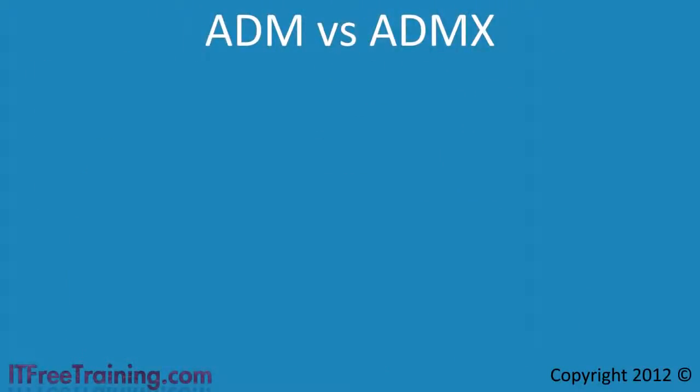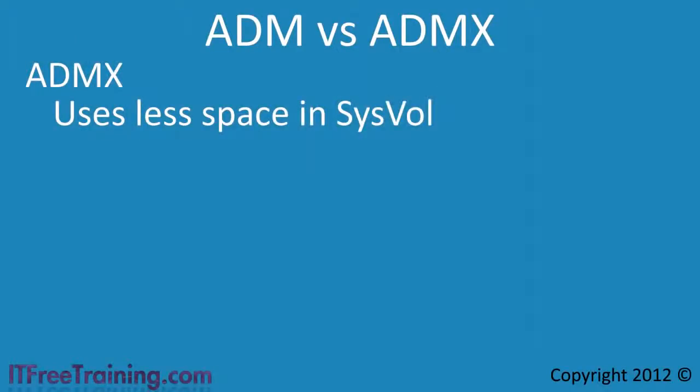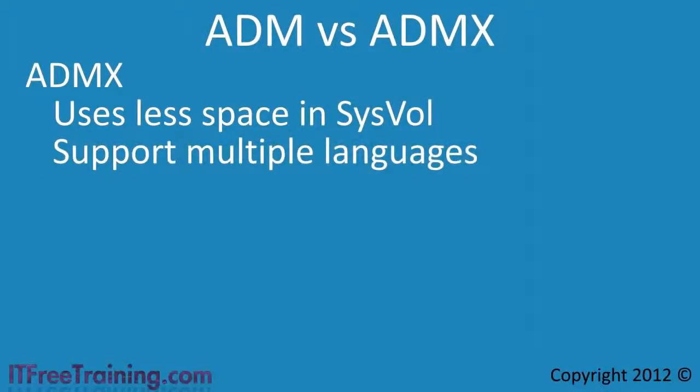To compare the two formats, ADMX uses less space in the sysvol folder, as the files defining the settings, language, and interface do not need to be stored in the sysvol folder. The only information that needs to be stored in the sysvol folder is the setting file. ADMX files also support multiple languages. ADM files only support one language at a time. ADMX allows different administrators to use different ADML files, which means that each administrator can edit the group policy in the language of their choice.